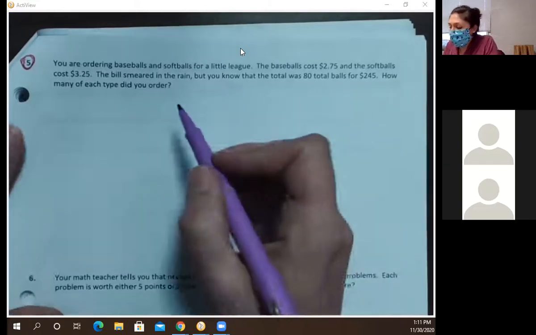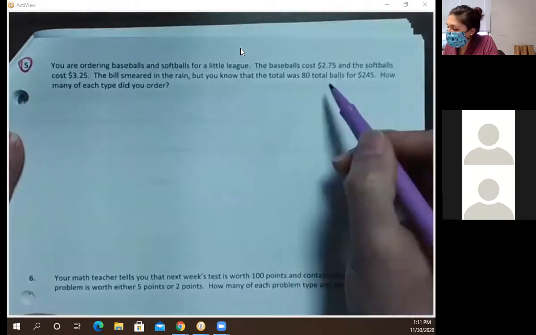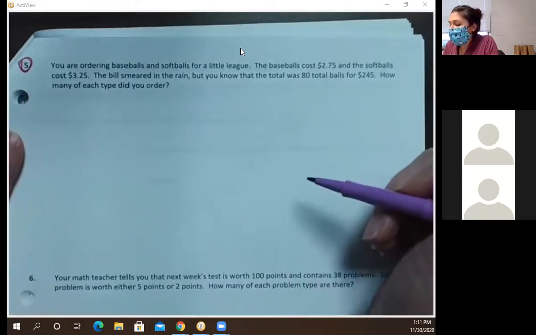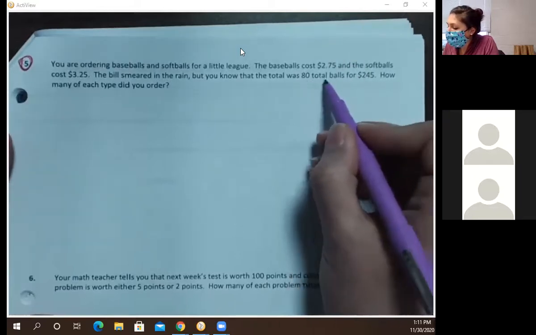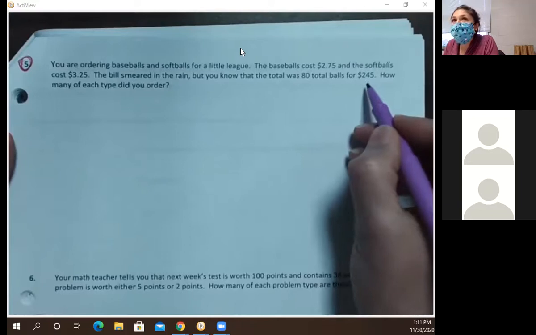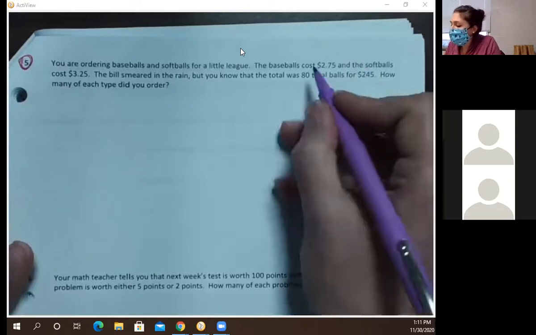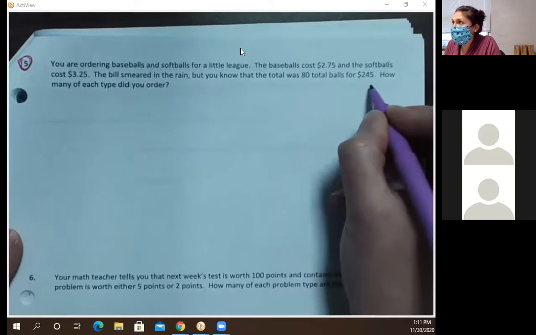Okay. So for number 5, we're ordering baseballs and softballs for Little League. Baseballs cost $2.75 and softballs cost $3.25. We know that our total for 80 balls was $245. How many of each type did we order? So we ordered some baseballs, we ordered some softballs. We know how many total balls we got and the total cost.